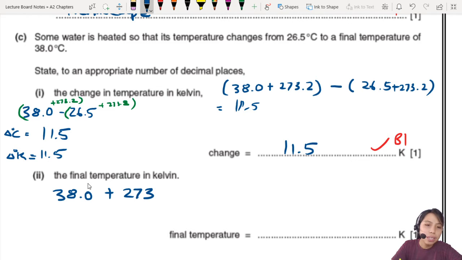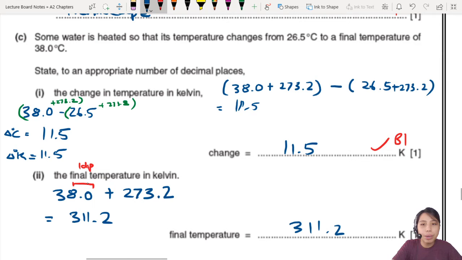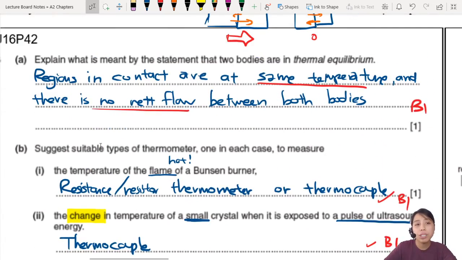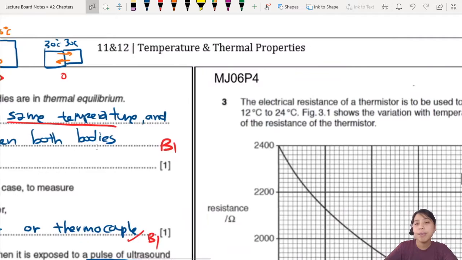273.15 or point what? If this is only 1 decimal place, then you have to round off to 1 decimal place as well. So it's 273.2. And you get 311.2. So that's right here. Only 1 mark for conversion. So that's just this first part. Basics on how to convert and what kind of thermometers to choose. Okay, let's go to another one.